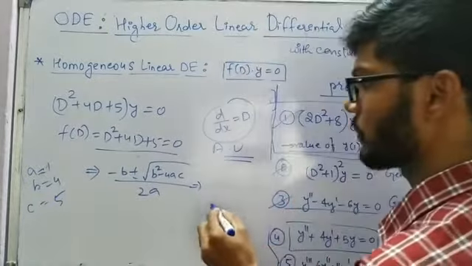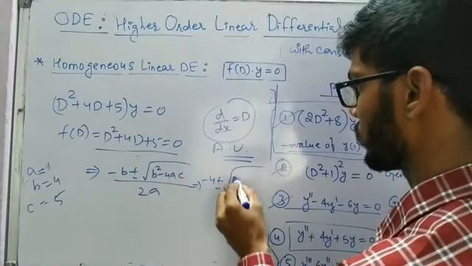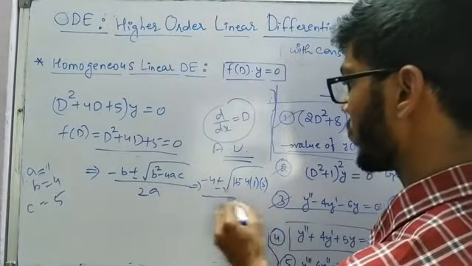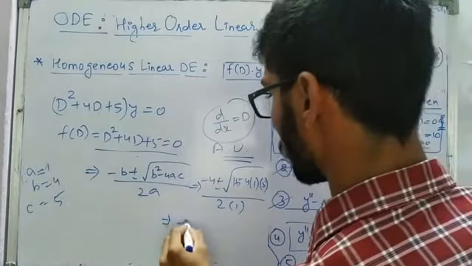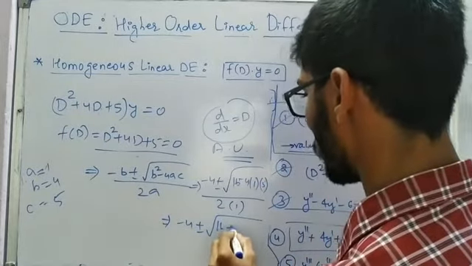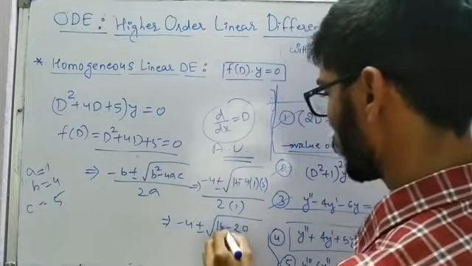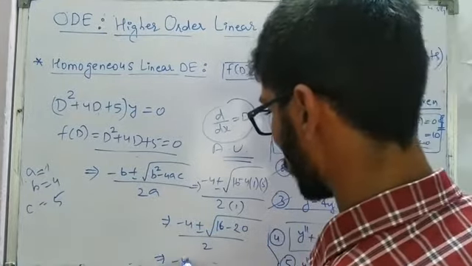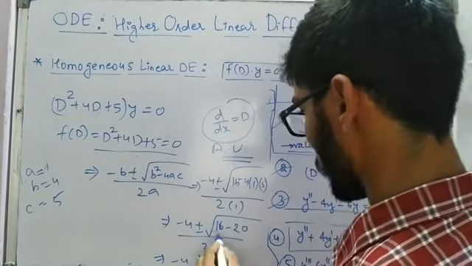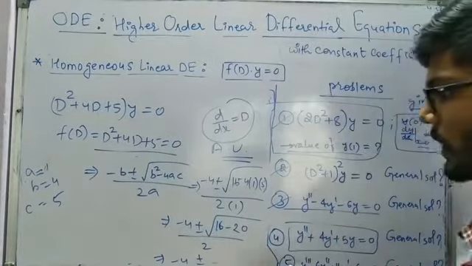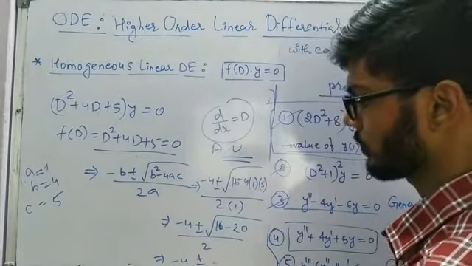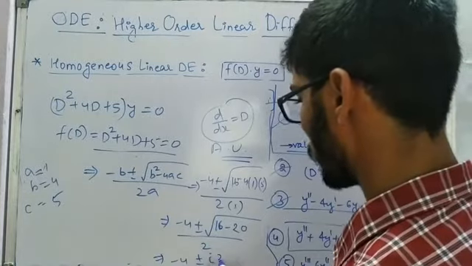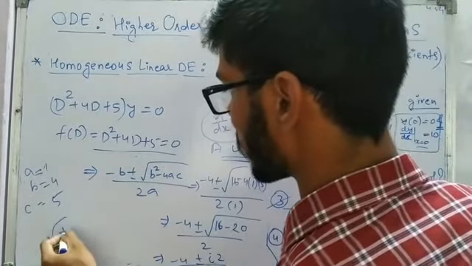So put the values of a, b and c. Minus b plus minus under root b square, 4 square is 16, minus 4a, and c is 5, divided by 2a. So minus 4 plus minus under root 16 minus 4 times 5, that is 20, divided by 2. I think I am going to get complex roots over here. 16 minus 20 is minus 4, and the square root of 4 is 2, but due to the minus sign we are going to get the iota term there, because root over minus 1 is iota.